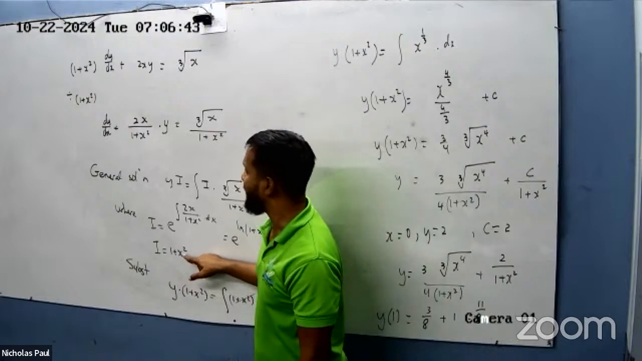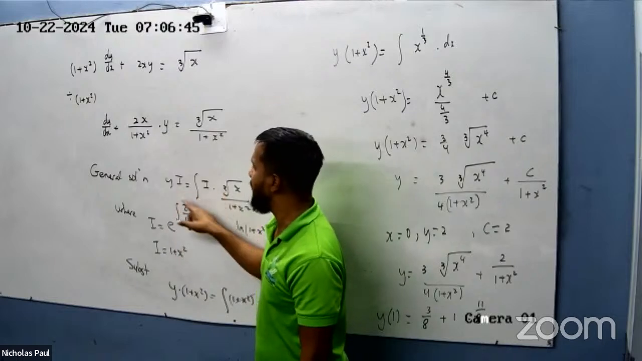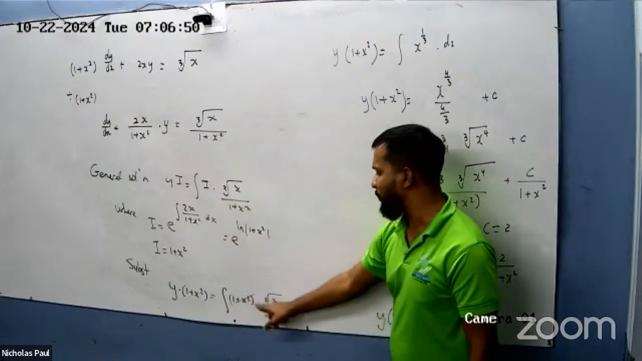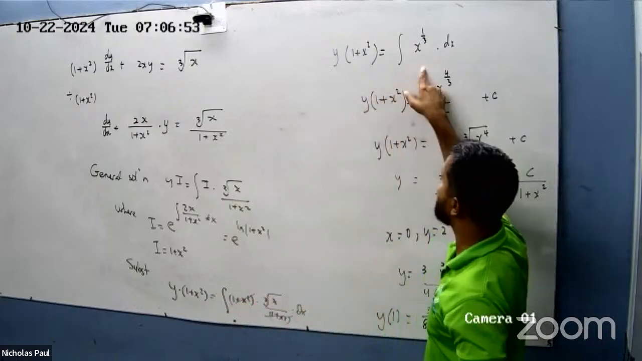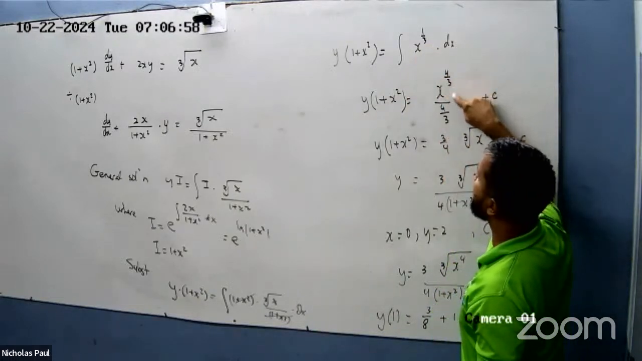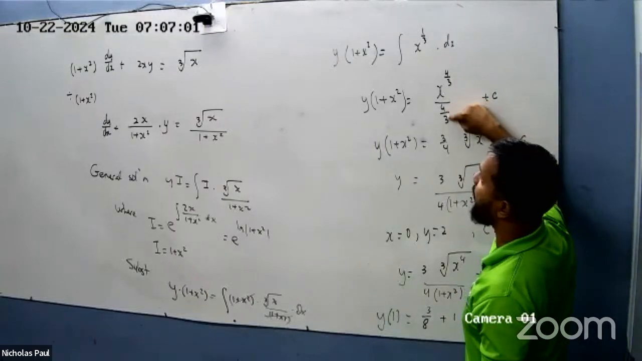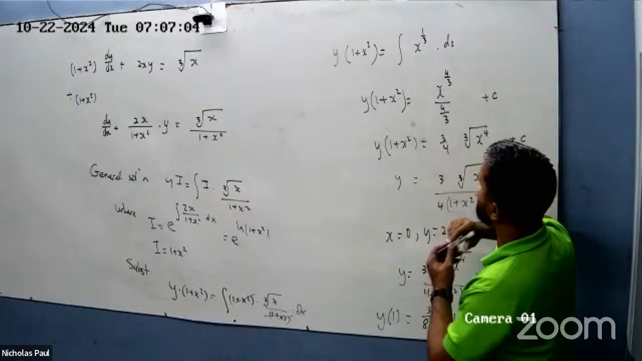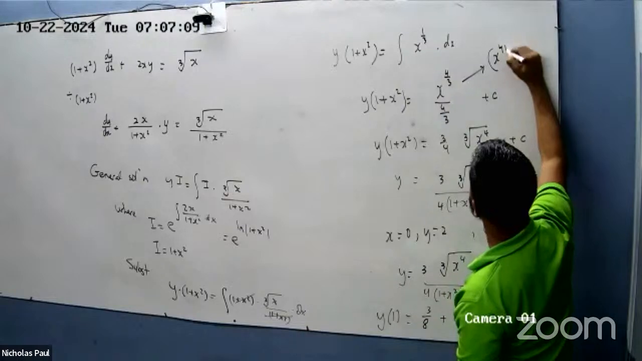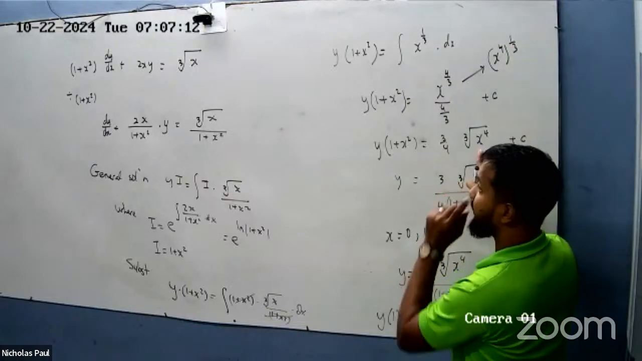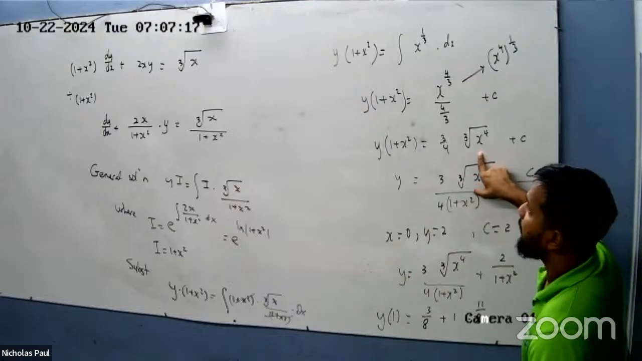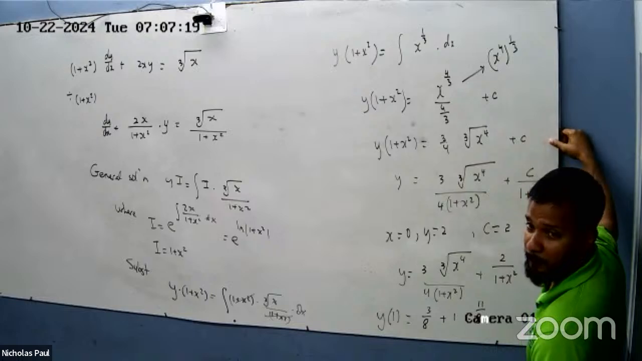And I'm multiplying, using the general solution, y by I and I by this. Right? You'll recognize that the 1 plus x squared cancel off, and you get this here. The integral of x to the 1/3 is x to the 4/3 over 4/3. I flip the 4/3 over, and I write x to the 4/3 times 3/4, and I got this. Right? Cube root of x to the 4th. You okay up to here?